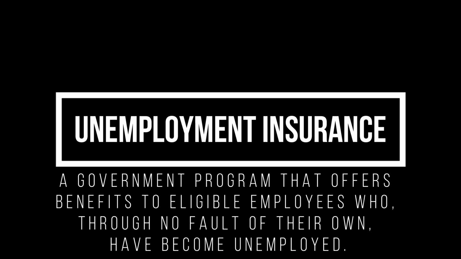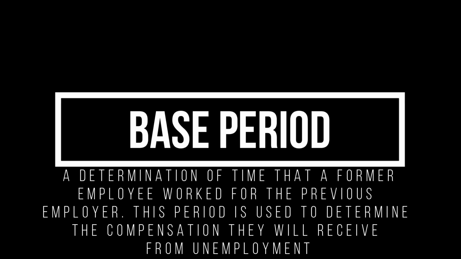Unemployment insurance is our next vocabulary word. Unemployment insurance is a government program that offers benefits to eligible employees who, through no fault of their own, have become unemployed. So if you do something wrong in a job and you get yourself fired, then you're not going to qualify for unemployment. If you decide to quit on your own, you're not going to qualify for unemployment. This unemployment is usually for employees when a company goes out of business or there's not enough work and an employee gets laid off. Then they qualify for these unemployment benefits, and it is a government program, usually paid out by the state.